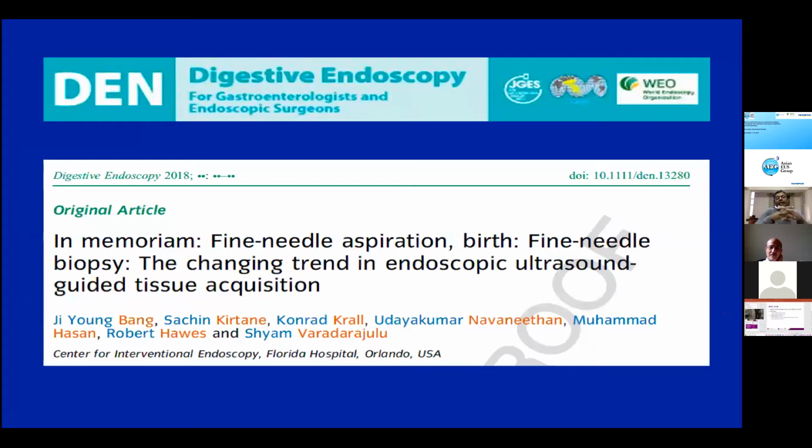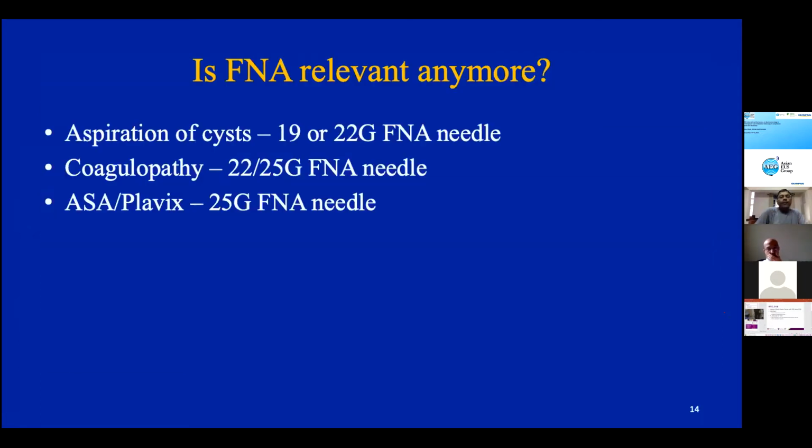That's why we think, at least for sampling of solid masses, the time of FNA has come to an end. It's all about fine needle biopsies, and this is critical moving forward. Is FNA dead? Probably not. I really think when you aspirate a cyst with a 22 gauge FNB needle, you can have bleeding. So for aspiration of cysts, we always use only an FNA needle.